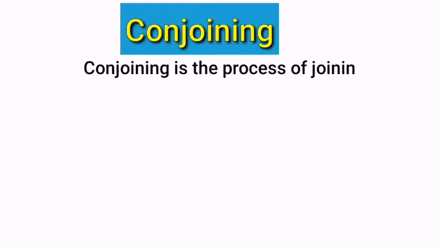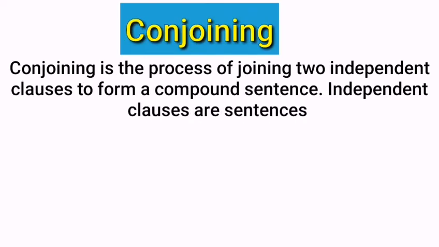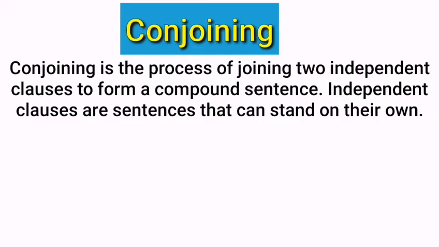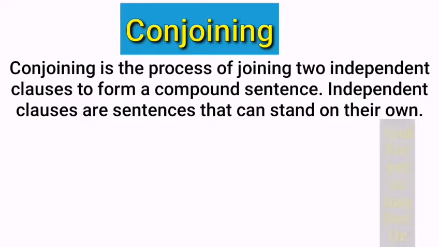Let's first learn conjoining. Conjoining is the process of joining two independent clauses to form a compound sentence. Independent clauses are sentences that can stand on their own. Simply, you can say when two independent clauses are connected with the help of coordinate conjunctions, then it is called conjoining. You need to remember that two clauses are connected with the help of coordinate conjunctions. As you know coordinate conjunctions, but if you don't know, don't worry, just look at this chart on the screen. These are coordinate conjunctions.